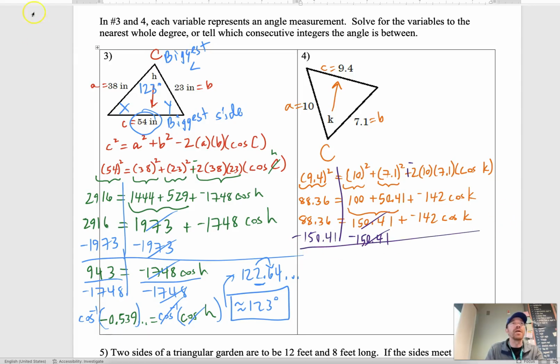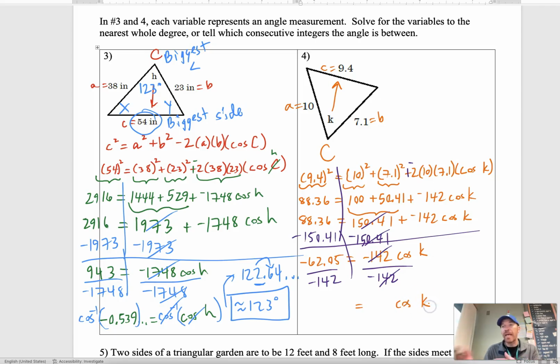All right, and so what we end up with as an equation here, my cheat sheet says we get negative 62.05. That would equal negative 142 times the cosine of angle K. We can divide then by negative 142 to cancel the multiplication. And again, I'll do it on the calculator, but we're going to get a decimal here, and I'm going to have to cancel the cosine of k, so I'm going to do an inverse cosine. Inverse cosine, rather, excuse me.